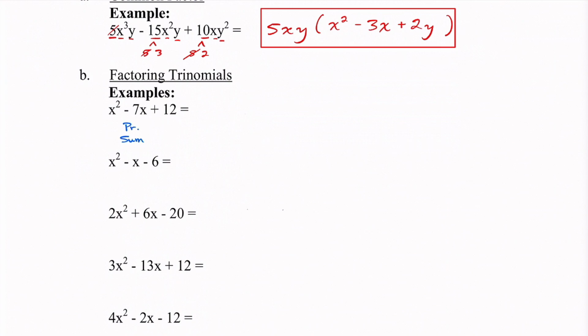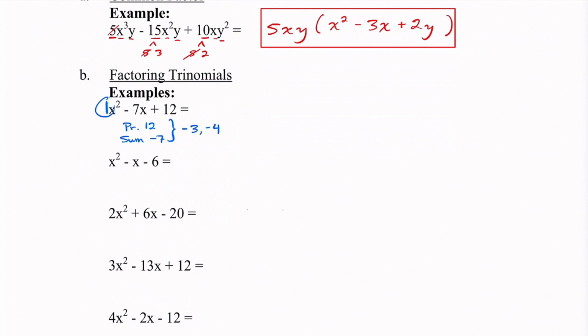So what you do is you take the first number, there's a hidden 1 there, times the last number. So 1 times 12, that is going to be 12. So 1 times 12 is our product, and the sum is the middle number there, so negative 7. And then what you want to do is try to come up with 2 numbers that multiply to 12, but they sum to negative 7. The 2 numbers that are going to do that are a negative 3 and a negative 4.